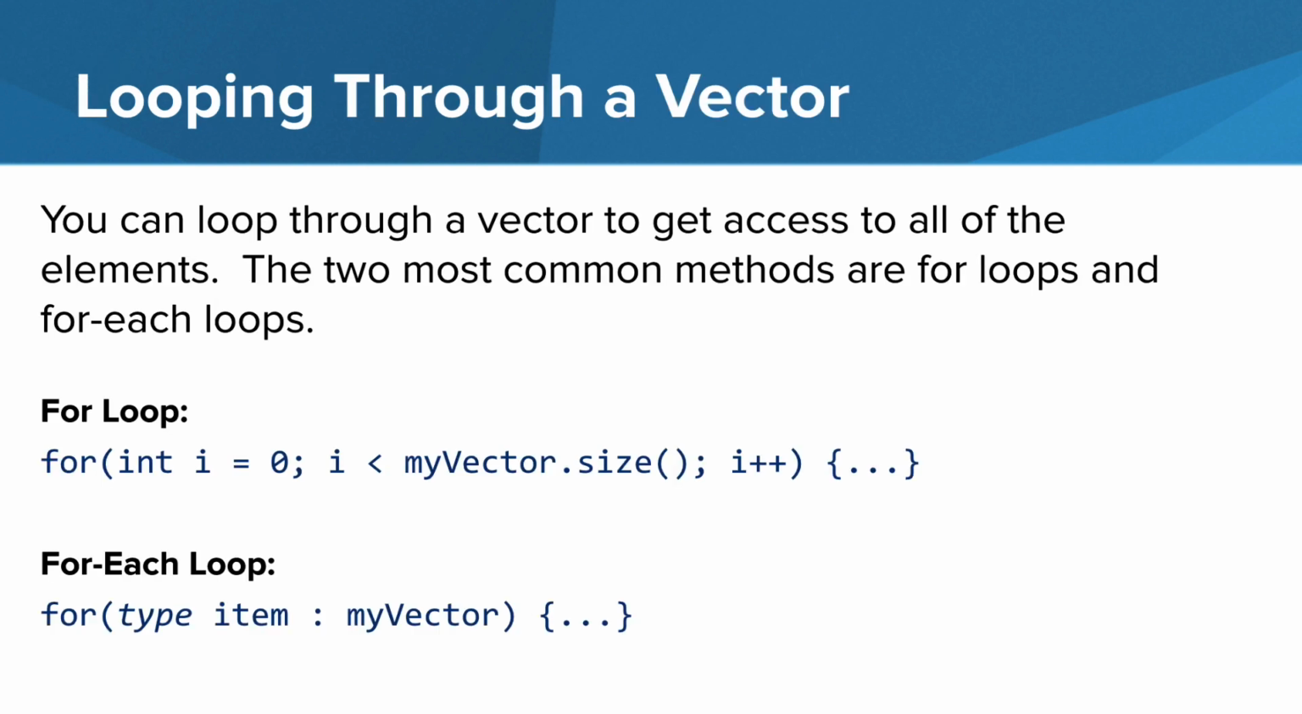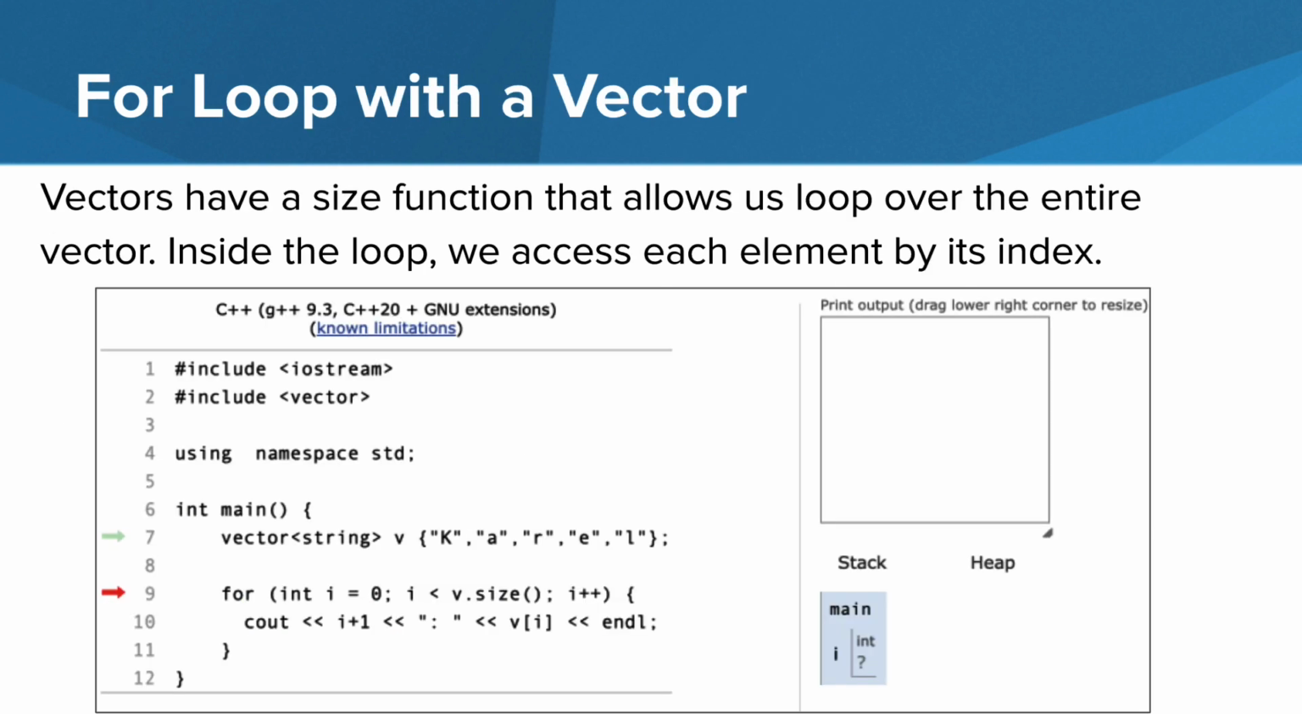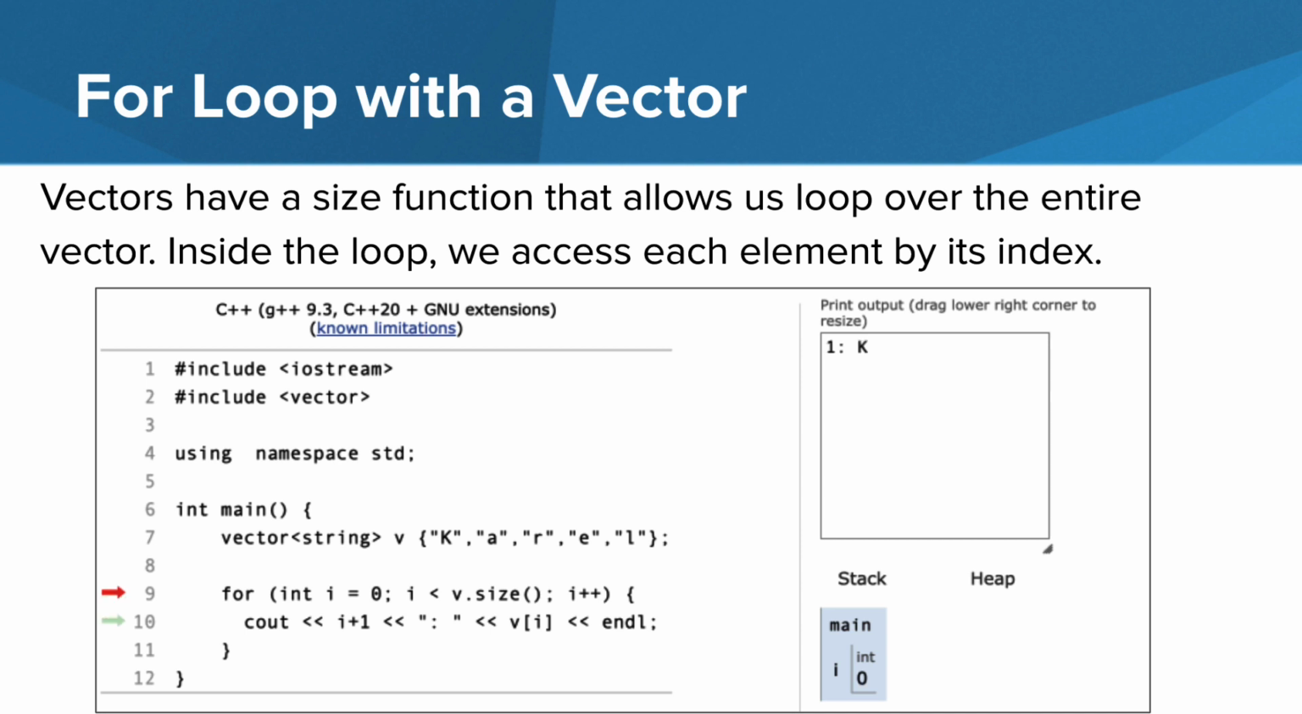Looping through a vector will give you access to all the elements in the vector one by one. In this lesson, you're going to explore two different ways to do that. One is called a for loop and the other is called a for each loop. Let's look first at the for loop.